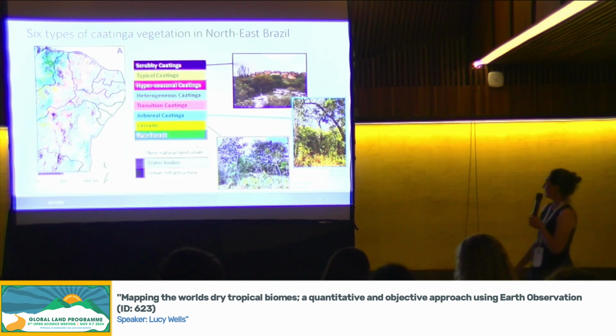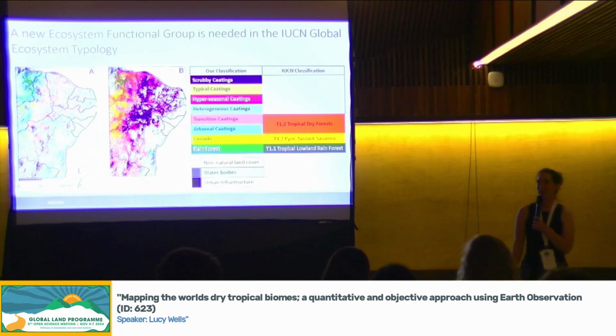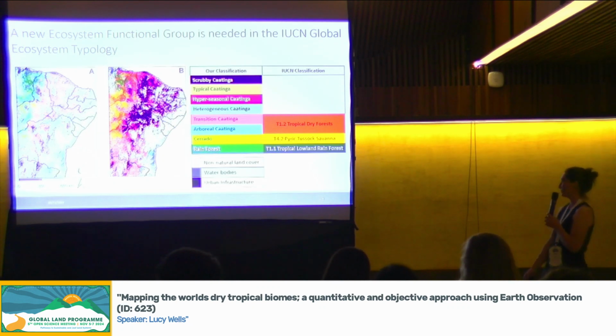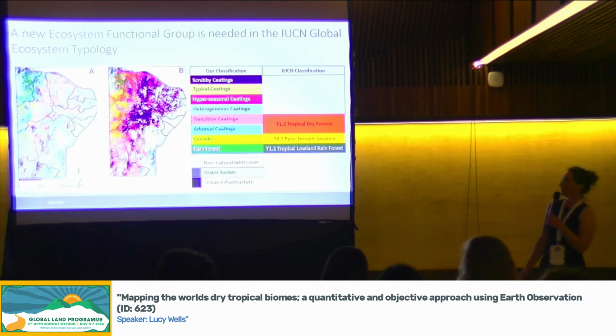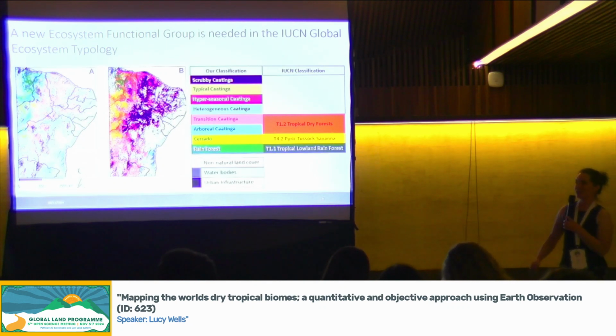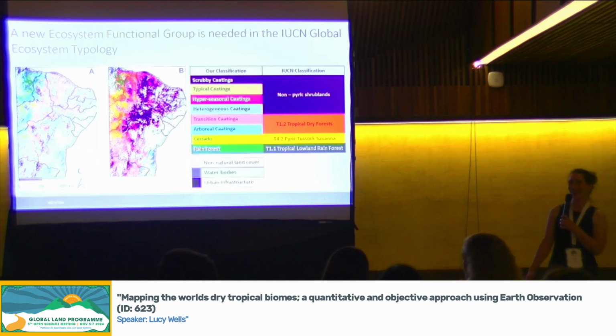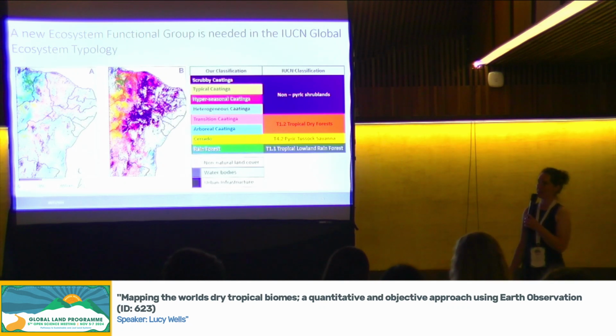And then comparing it to the IUCN typology. We can see that it matches fairly well to 3 different types of vegetation. The tropical dry forest relates roughly to the arboreal caatinga, which you just saw in the photograph, and then the cerrado and savanna match quite well, as well as the rainforest. However, most of the caatinga groups don't really fit any of the IUCN typology groups at the moment, so we're proposing that they should include a new ecosystem functional group within their typology. We're in the middle of finishing off that paper.